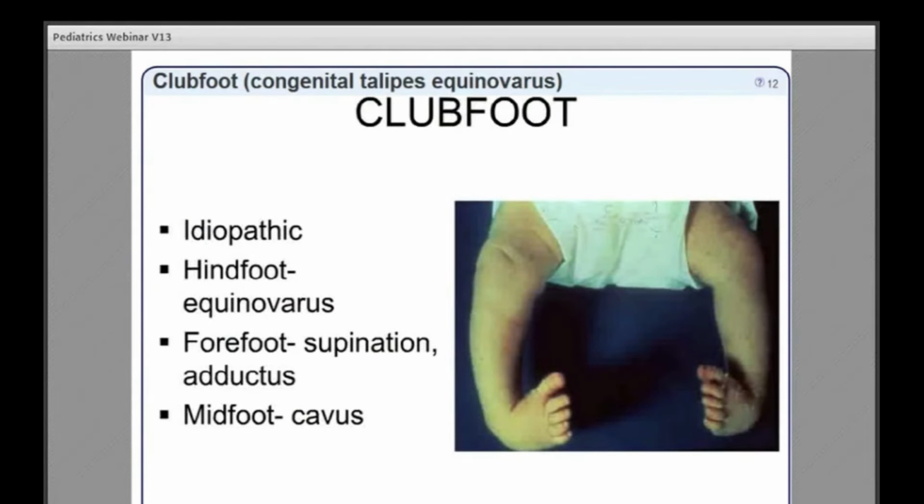so clubfoot is idiopathic in nature, although the genetics are still being worked out. There may be some familial association. Anatomically, it's hindfoot equinovarus, forefoot supination and adductus, and midfoot cavus. You can see this photograph of a child with bilateral clubfeet with the typical posture of the hindfoot, a supinated adducted forefoot, and it's difficult to see whether there's cavus there or not.